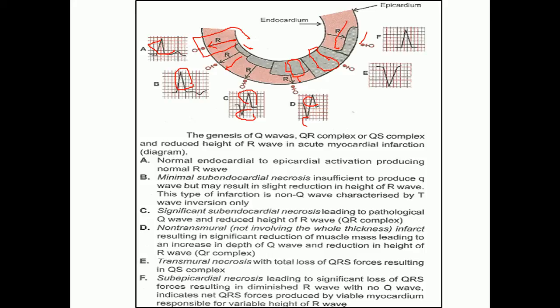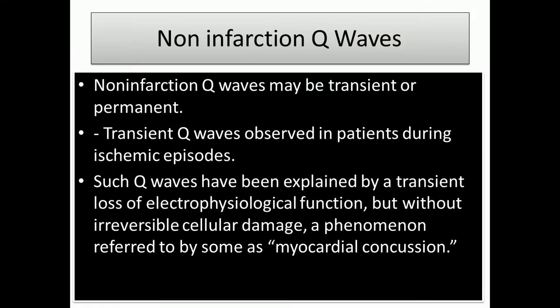Once someone tells you there is some poor R progression, we will remind that it means some injury, ischemia, or necrosis in the subendocardium or subepicardium that is taking the normal places. But poor R wave is also possible by some other mechanism, which is what today's issue is focused on. We will tell you in the next slides.